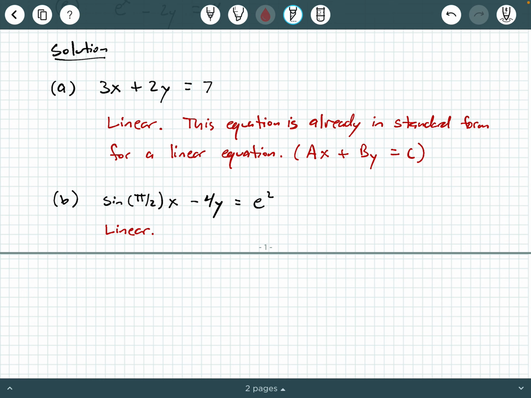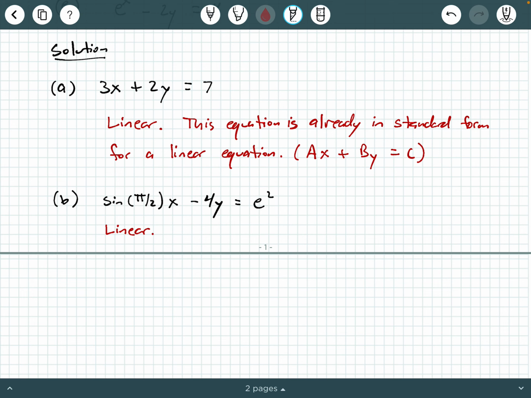Pi is just a constant. Pi is a number, right? 3.14, and so on and so forth. So when you take the sine of pi over 2, you are getting just a constant number. Now, sine of pi over 2 happens to be the number 1, but it's still just a number, okay? We also have negative 4 here, which is just a constant. That's the constant in standard form that we call capital B. And then e is what we typically call Euler's number. So the number e, named after the mathematician Euler, is equal to 2.718, and so on and so forth.